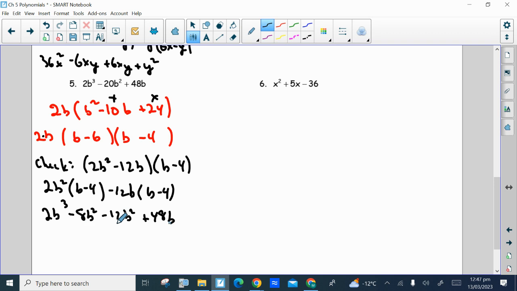And when you combine negative 8b squared, take away 12b squared, that's negative 20b squared. We've got everything we needed. We have just shown that our factors are correct. These are the factors. There are 3 of them. We first took out a common factor of 2b, and then we have 2 binomial factors. That one is now done.